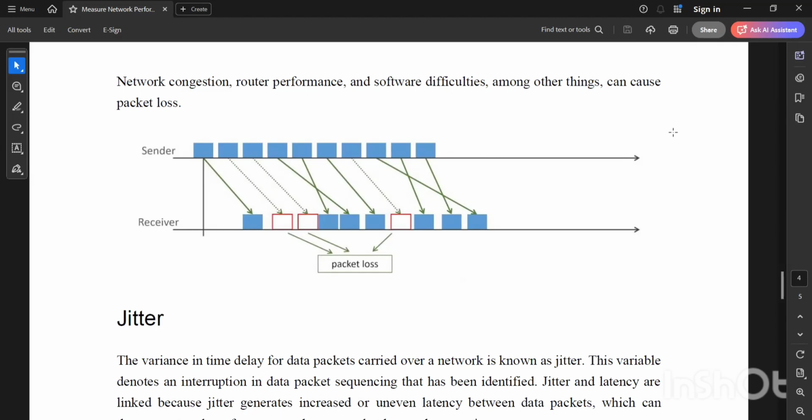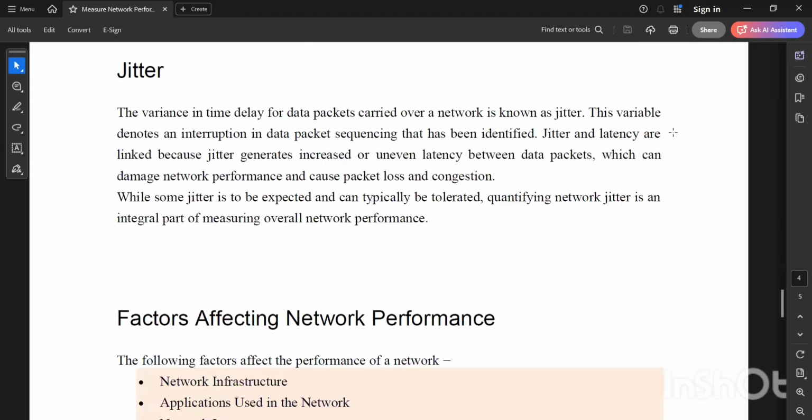Now we will see jitter. The variance in time delay for data packets carried over a network is known as jitter. This variable denotes an interruption in data packet sequencing that has been identified. Jitter and latency are linked because jitter generates increased or uneven latency between data packets, which can damage network performance and cause packet loss and congestion.